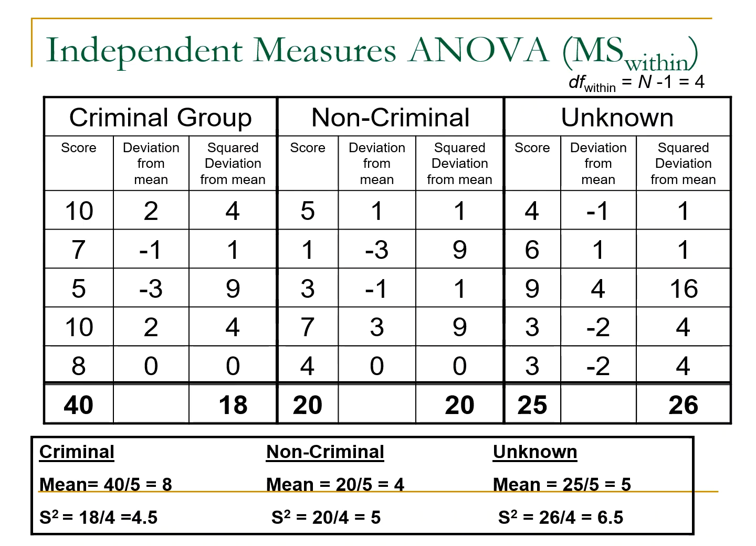And we're going to do the same with our unknown group. So again, we calculate the total and the mean. In this case, it's 25 divided by 5, which equals 5. We're going to subtract 5 from each score. We're going to square it. And then we're going to take that final value, once we've summed up the squared deviations from the mean, 26, divided by the degrees of freedom within, n minus 1, which is 4. That's 6.5. So we now have a total variance measure for our criminal group, 4.5, a total variance number for our non-criminal group, 5, and a total variance number for our unknown group, 6.5.